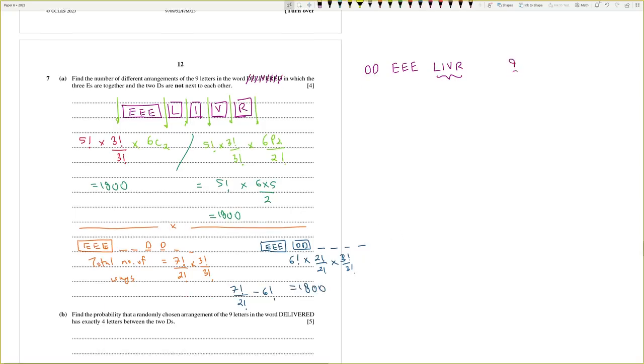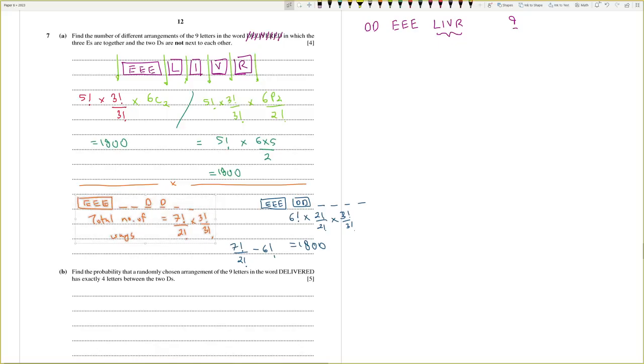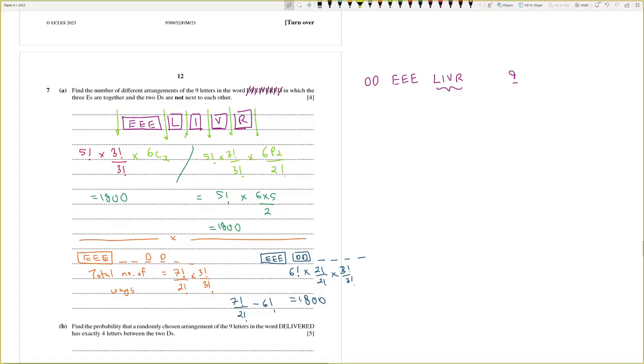Okay, so this is the total number of ways with the E's together, and this is the number of ways with the E's together and the D's together, because we have to keep the E's together as a prerequisite, but we can't keep the D's together. So that is why I found the number of ways where the D's are together, then I subtracted it from the total number of ways with the E's together.